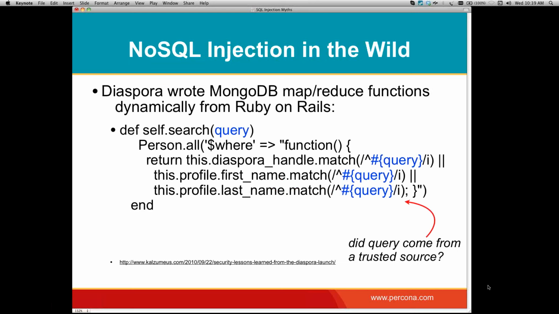This isn't just an academic exercise. There was actually a project called Diaspora, which was reviewed by a security expert, and he found cases where user input was unsafely interpolated into a JavaScript MapReduce function.